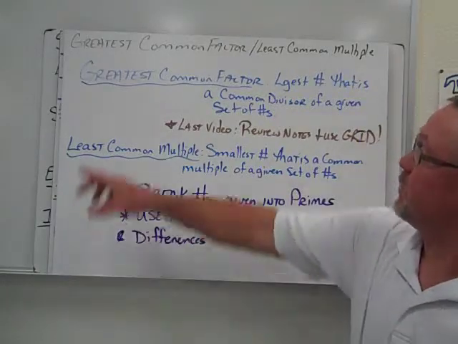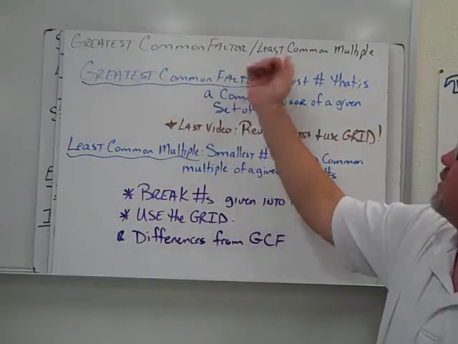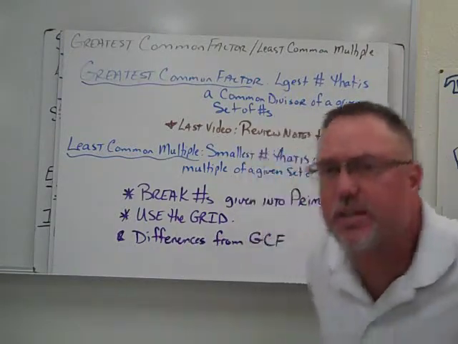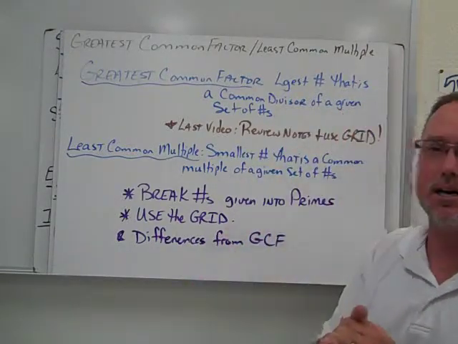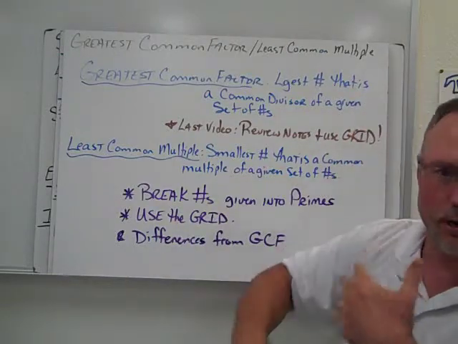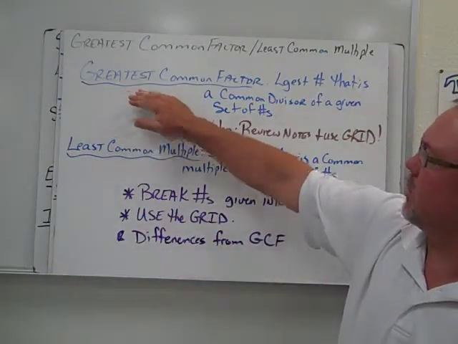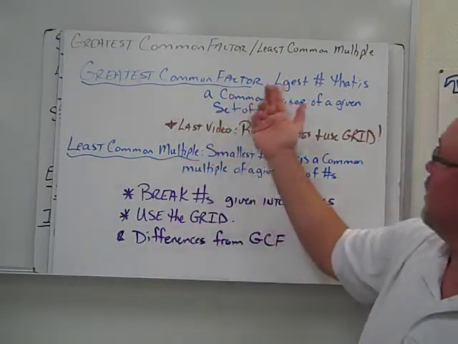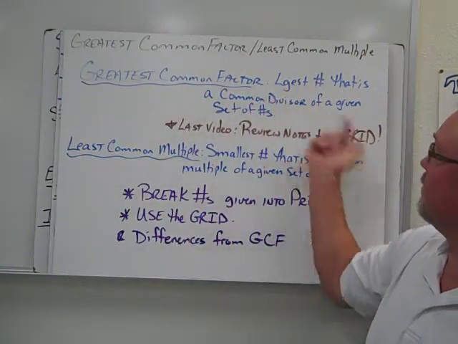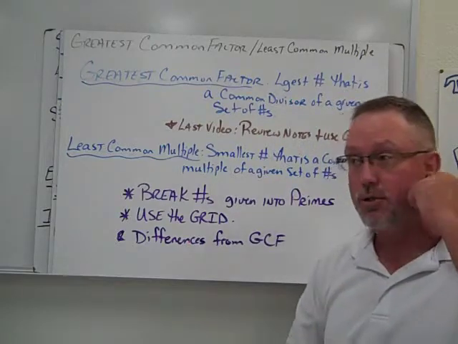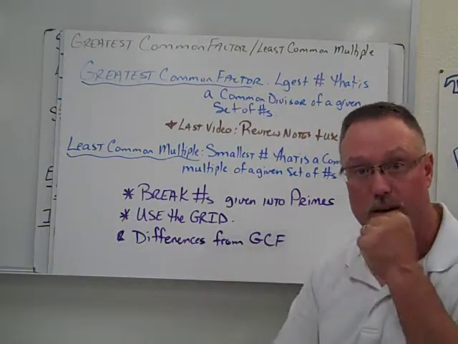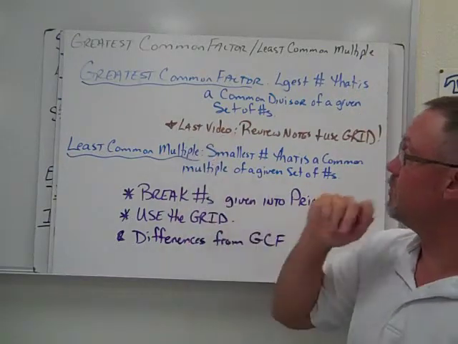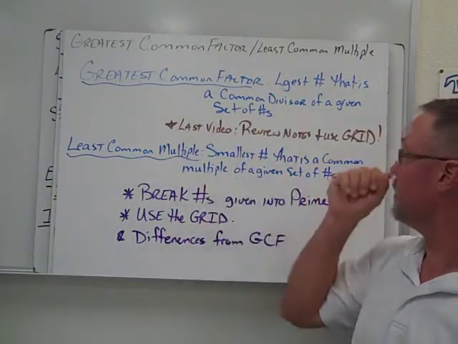Our video today is going to take us through greatest common factor and least common multiple. We've already covered greatest common factors, so we're not going to spend a lot of time on this one. But again, because it's going to come back up in this video, the greatest common factor is the largest number that is a common divisor of a given set of numbers. So once you divide them out, there should be a common number that pops up. That's it. If you need to, go back to the last video and review the notes.